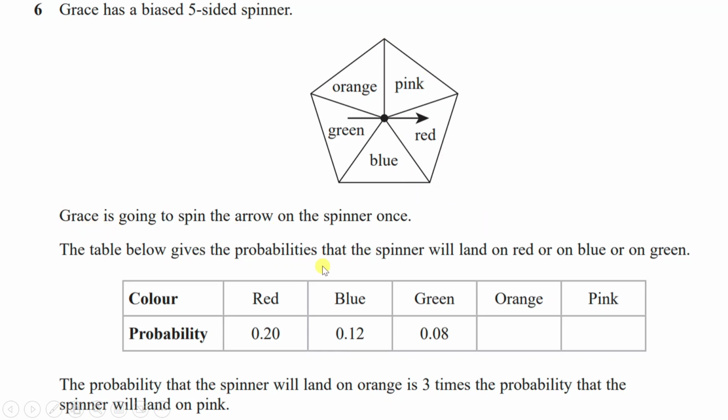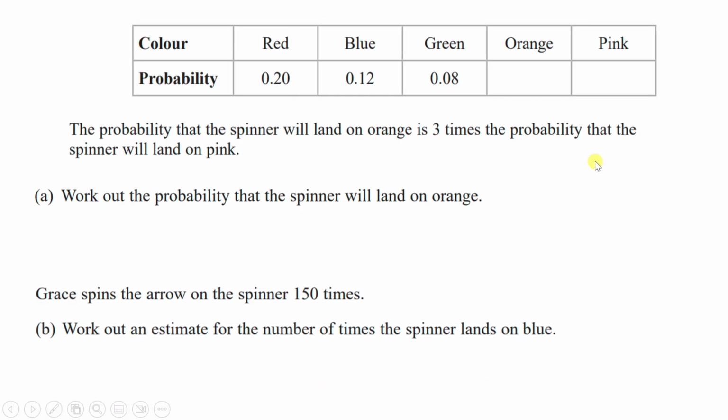The table below gives the probabilities that the spinner will land on either red or blue or green or orange or pink. Yeah, so they also got those as well. The probability that the spinner will land on orange is 3 times the probability that the spinner will land on pink. So let me take this on the next page. It's a bit easier. Yeah, much nicer. Work out the probability that the spinner will land on an orange.